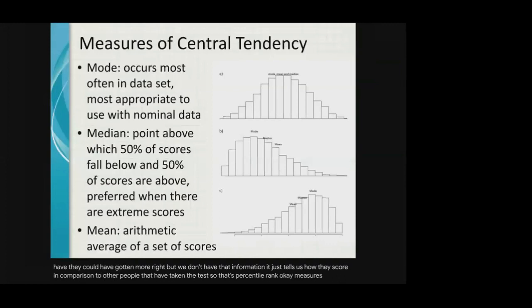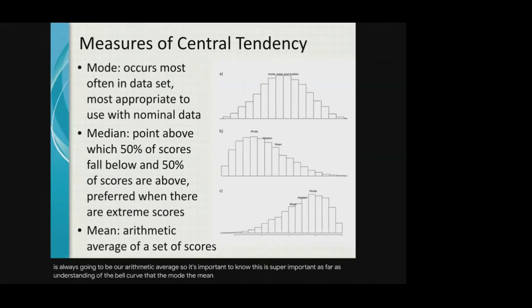Okay, measures of central tendency. So here we have the mode, the median, the mean. So the mode, always the most, right? The mode is the number that happens the most. The median is always going to be the middle number, and the mean is always going to be our arithmetic average.